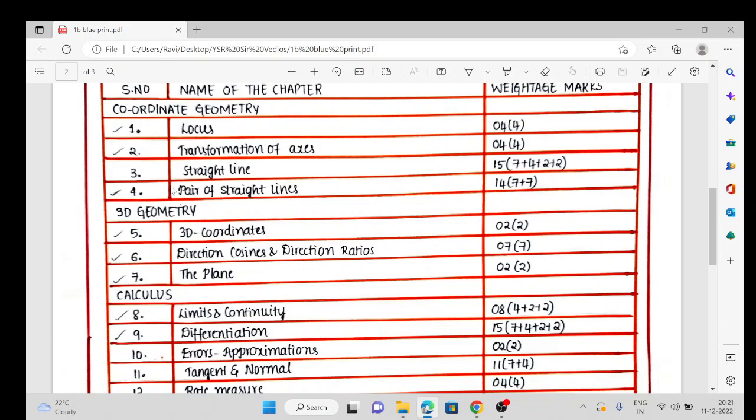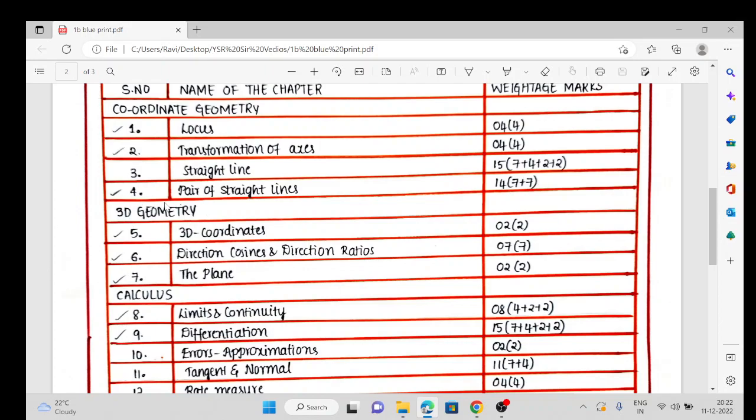Next, pair of straight lines. Pair of straight lines means it gives a bunch of straight lines. There will be some important theorems in this topic and its weightage is 14 marks. In 14 marks, there are 2 LAQs. See here, this is very important for LAQs. So you have 14 marks, 2 LAQs in pair of straight lines.